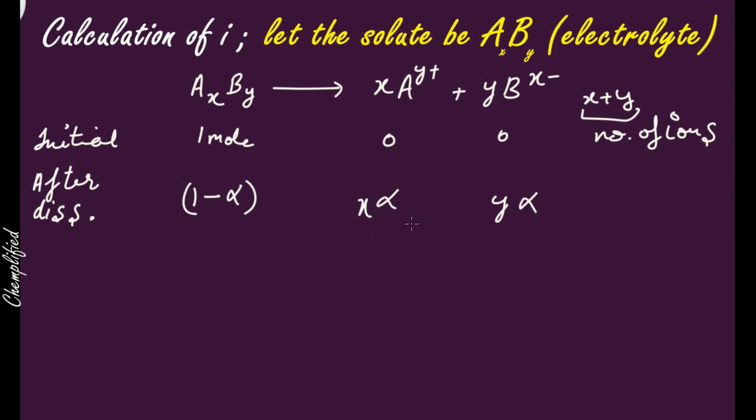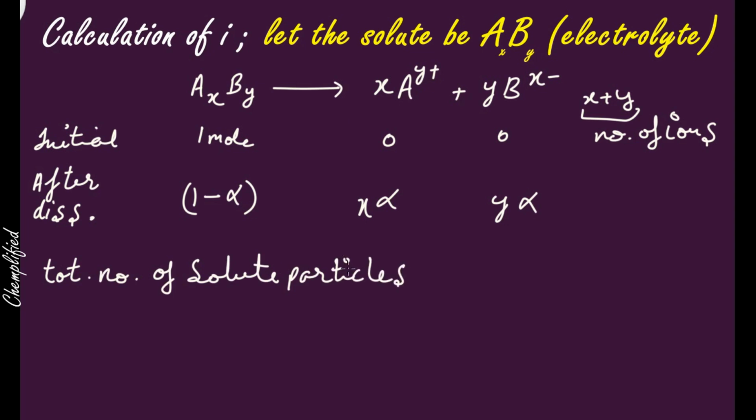Now if you solve for the total number of solute particles, listen carefully to what I am going to write. Total number of solute particles. Look at the equation: 1 minus alpha plus X alpha plus Y alpha. Now the question is why I am including this quantity, since it is on the reactant side. For that you have to know what alpha is.